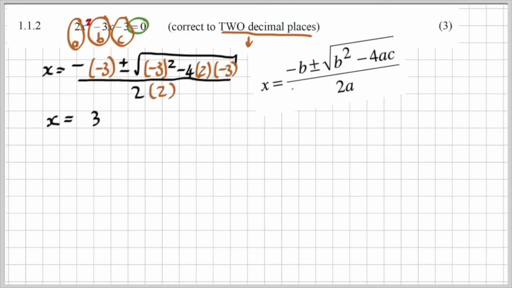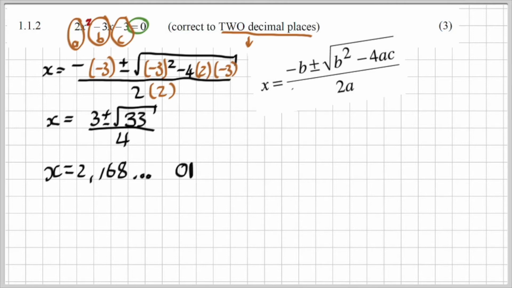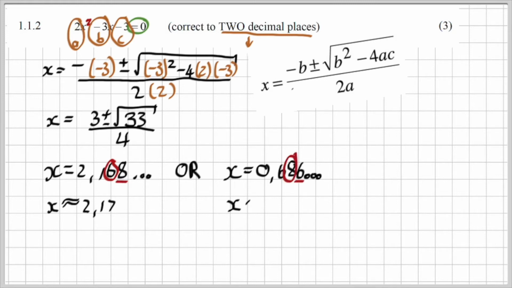The first then says x is 3 plus minus the root of 33 over 4. But they want 2 decimal places. So I've got x equal to 2,168 or 0,686. To 2 decimal places is 2,17. Just again remember that 8 after the 6 makes the 6 a 7. The same with the 6 behind the 8 on the second option makes the 8 a 9.